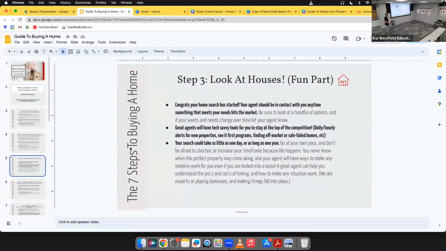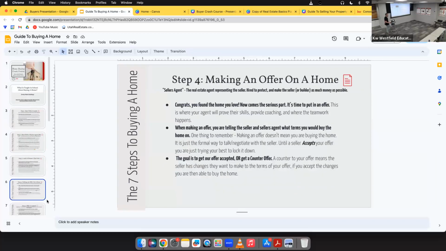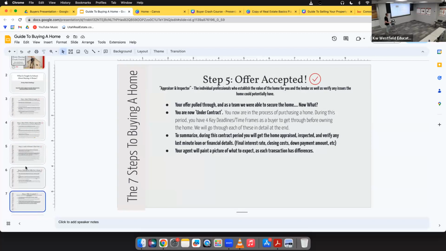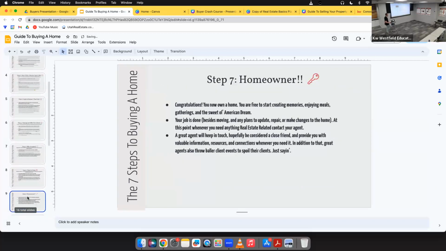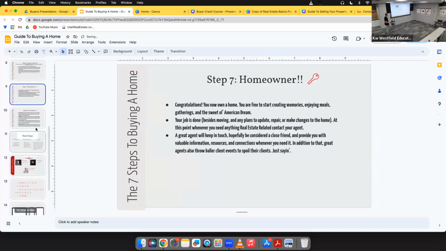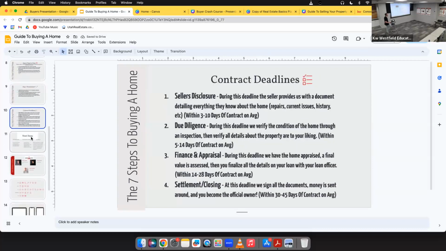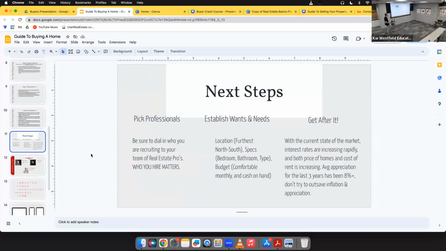Then we're going to go look at houses, how writing an offer works. Once we get the offer accepted, what happens? What does closing look like? What happens after we close? Talk about the contract deadlines, next steps. And then I'm like, cool, you ready to work for me or work with me? And if so, I close for the buyer broker. Cool, you just got to sign this document. We're off to the races.